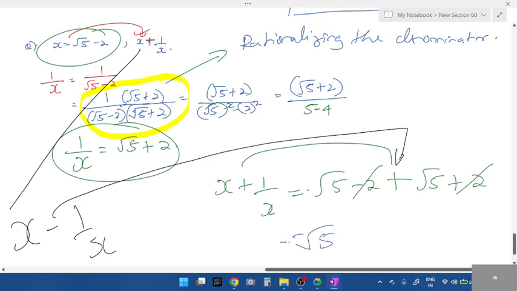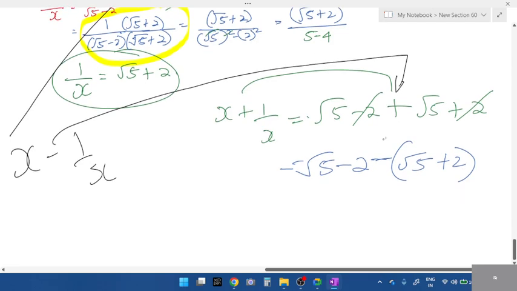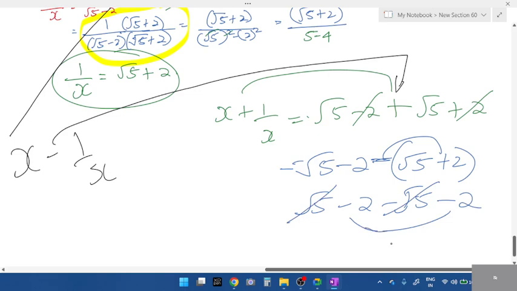Calculation part. Root 5 minus 2 subtracted by, in bracket I should have written what, students? In bracket, what is 1 by x? Root 5 plus 2. Yes, don't write it directly. You have to put minus in the bracket, then open the bracket. Root 5 minus 2 minus root 5, minus into plus is minus 2. Look here, root 5 gets cancelled. What is minus 2 and minus 2, students? Minus into minus is plus. So you get 4, minus 4 is the answer. Clear? Did you understand?